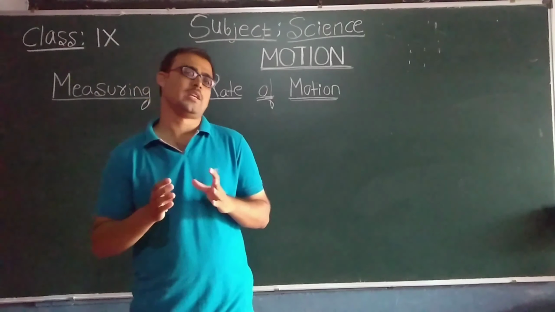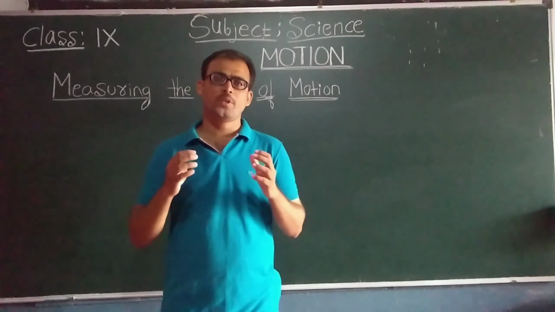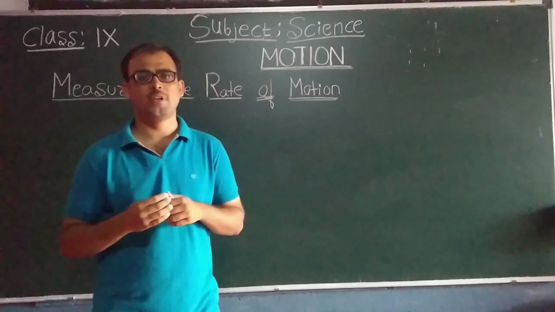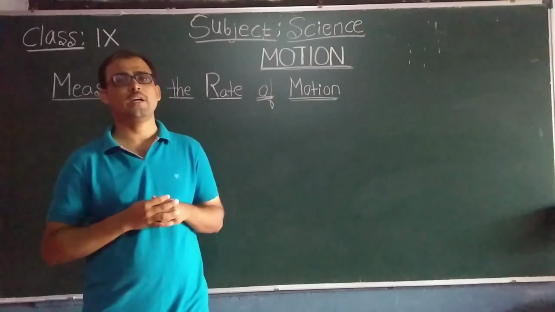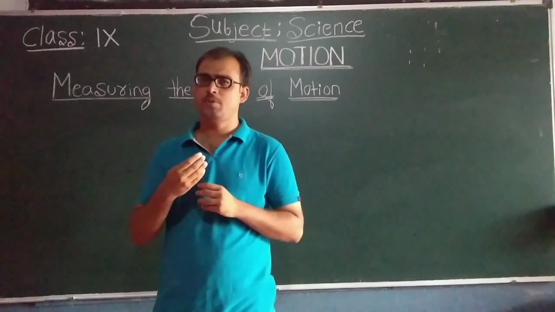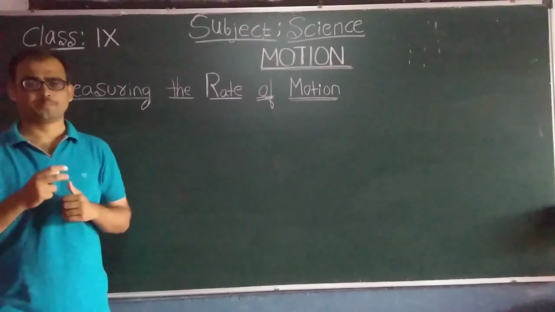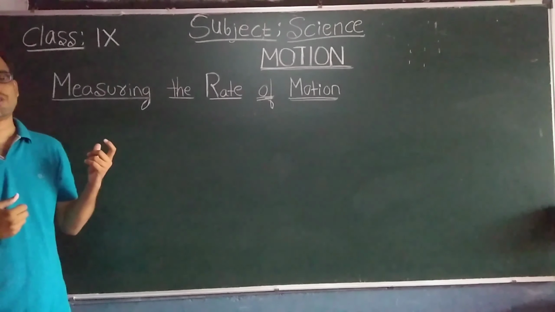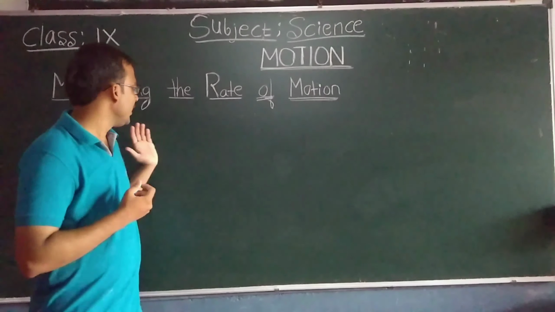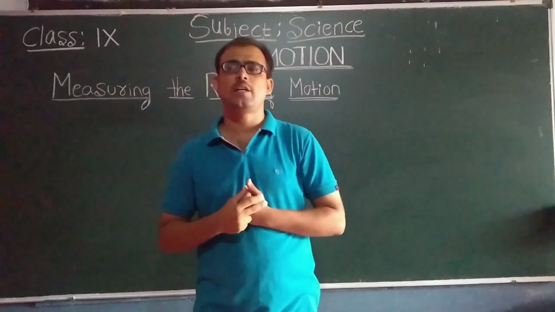You know that some objects may move faster and some may move slowly. Objects may take different amounts of time to cover a given distance. So the rate of motion is specified to describe the motion of an object. The rate of motion is calculated by dividing the total distance by the total time taken.